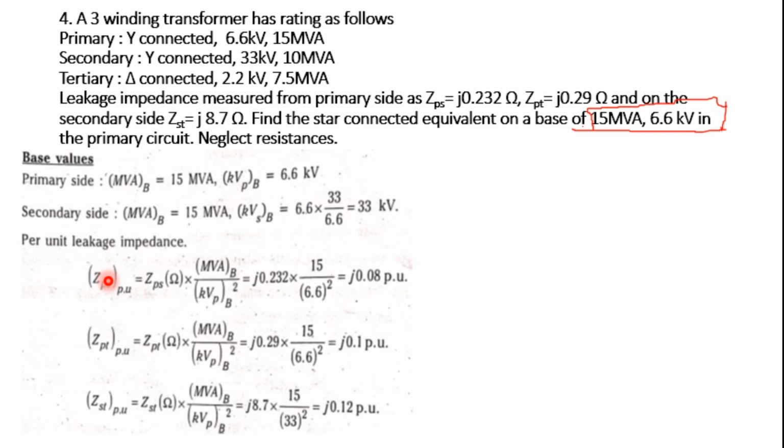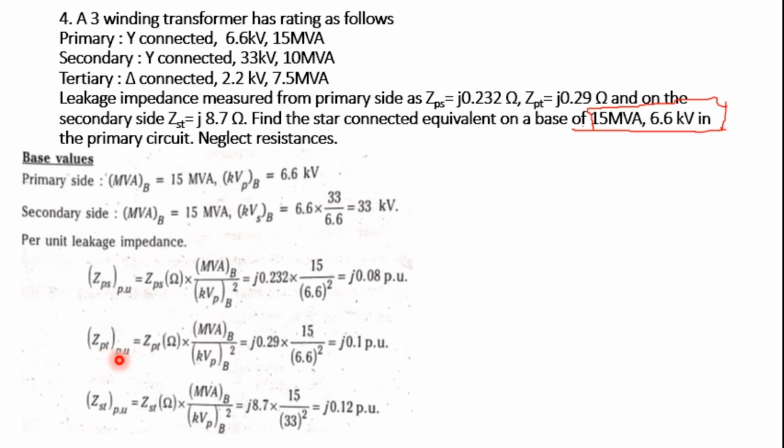So we have to calculate ZPS, ZPT and ZST, all those things. In terms of per unit values, primary to secondary is equal to ZPS in ohm into MVA base divided by kVp base square, subject to the primary. The entire circuit is based on the primary voltage. So ZPS in ohm, we have the value, it's 0.232. MVA base, the new MVA base, is 15 MVA. The primary voltage is 6.6 kV. So you'll get 0.08 per unit.